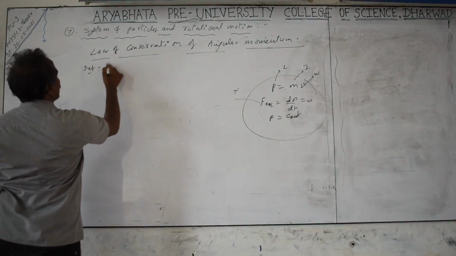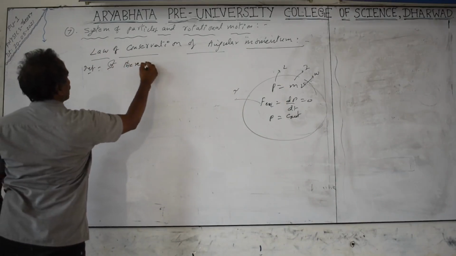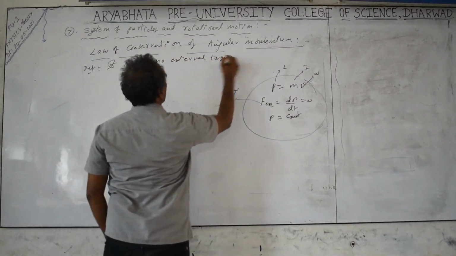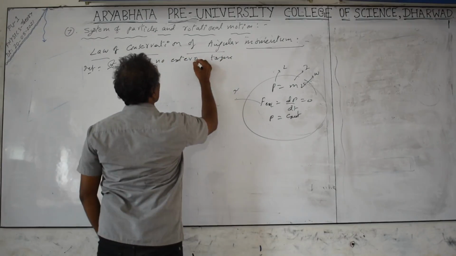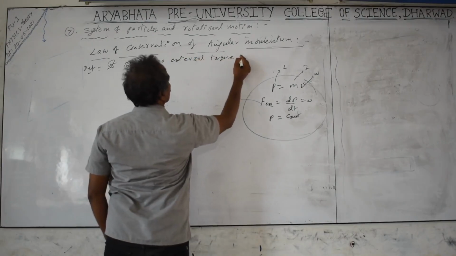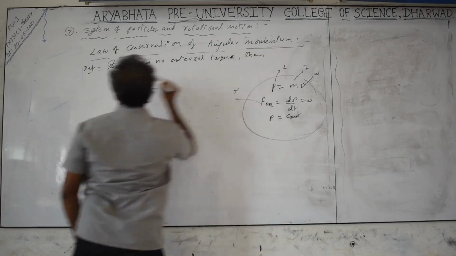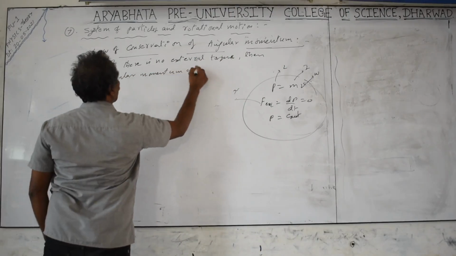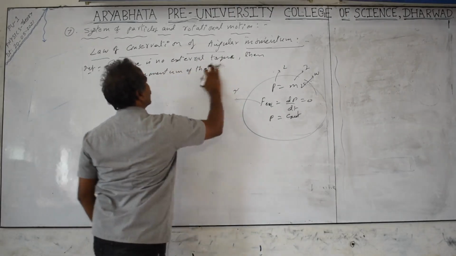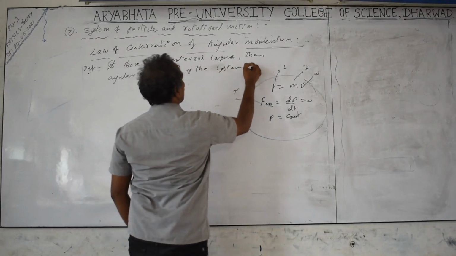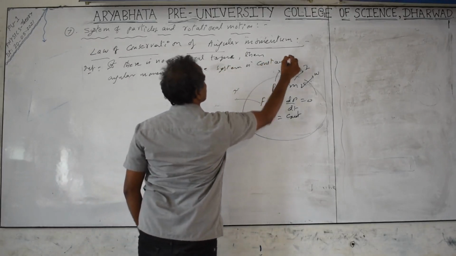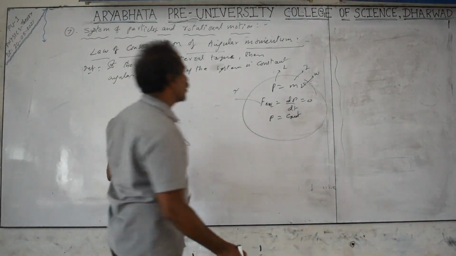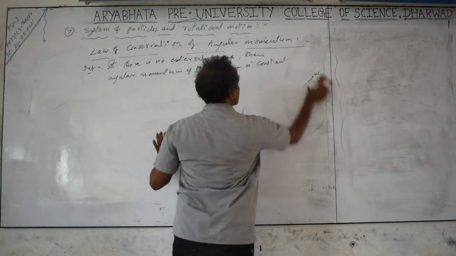Definition. If there is no external torque, then angular momentum of the system is constant. If there is no external torque, then angular momentum of the system of particles, or you can take an object, whatever you consider, is constant.